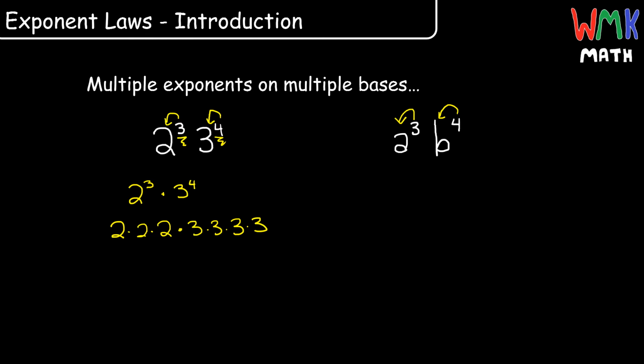Now, if we were to expand this, a to the 3 means a times a times a, and b to the 4 means times b times b times b times b. There's an invisible multiply, which is why this is also multiplied. And that's how we really think about multiple exponents on multiple bases. The exponent is always to the right of the base, and the exponent only affects the base that is to its immediate left. Now, what happens when we have brackets and exponents?